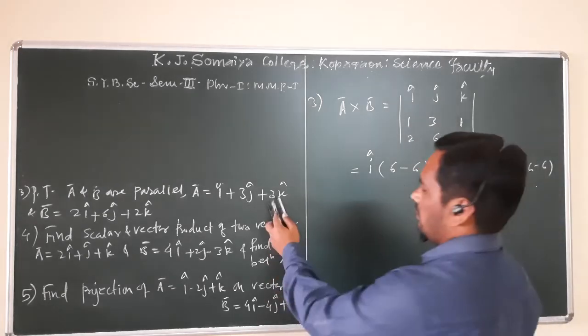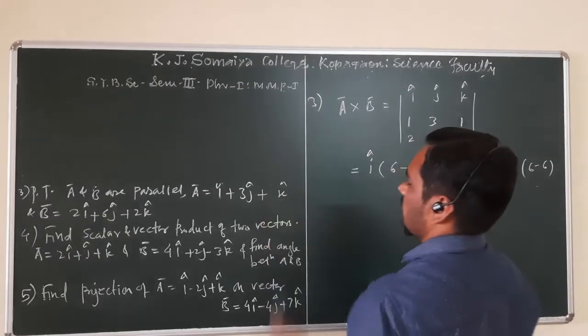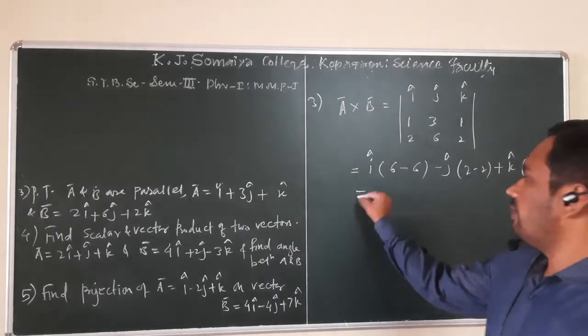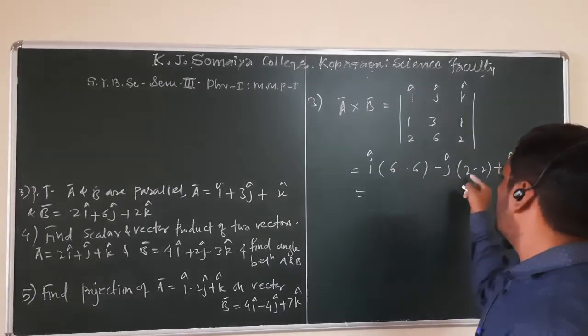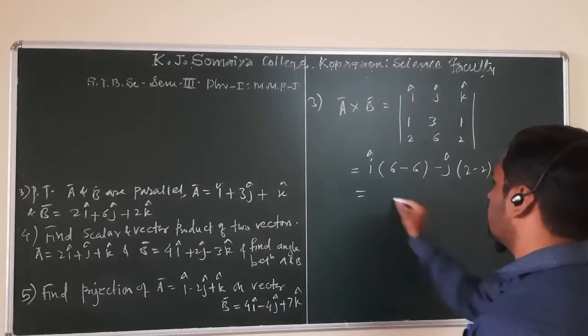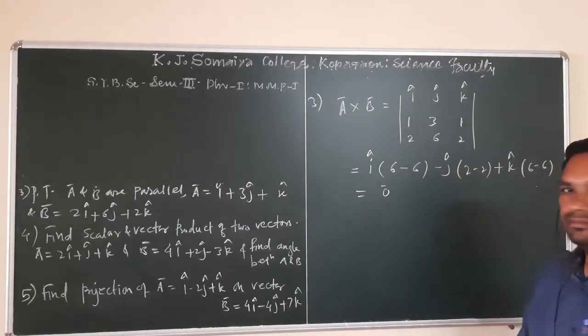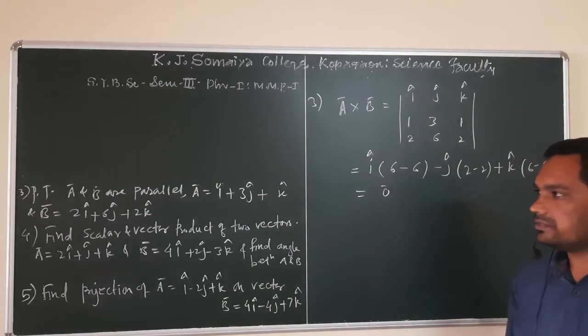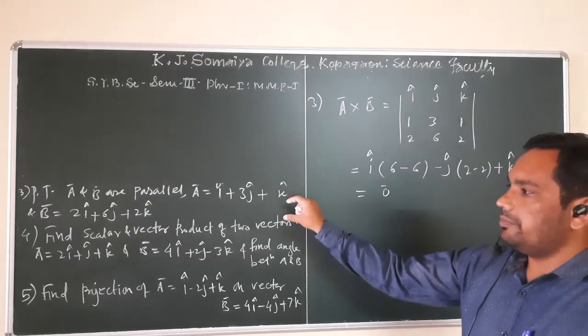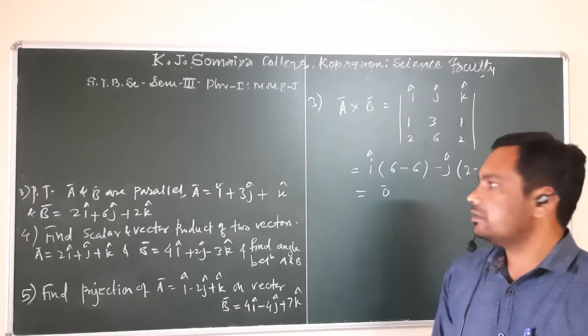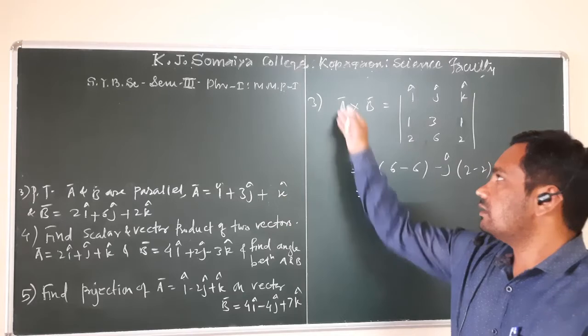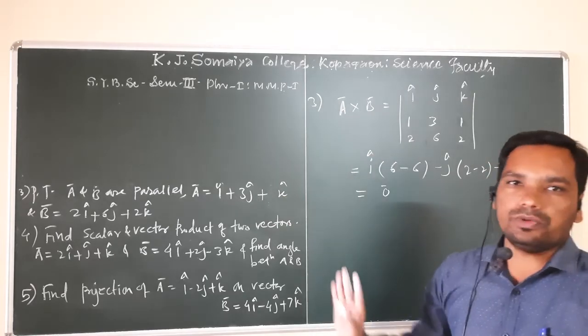So here it must be 1. Okay. So here we get 6 minus 6, 0, 2 minus 2, 0, 6 minus 6, 0. So we get the 0 vector. Okay. So in this way we can prove vectors A and B are parallel to each other. If you take 3 over here, then these two vectors are not parallel to each other.